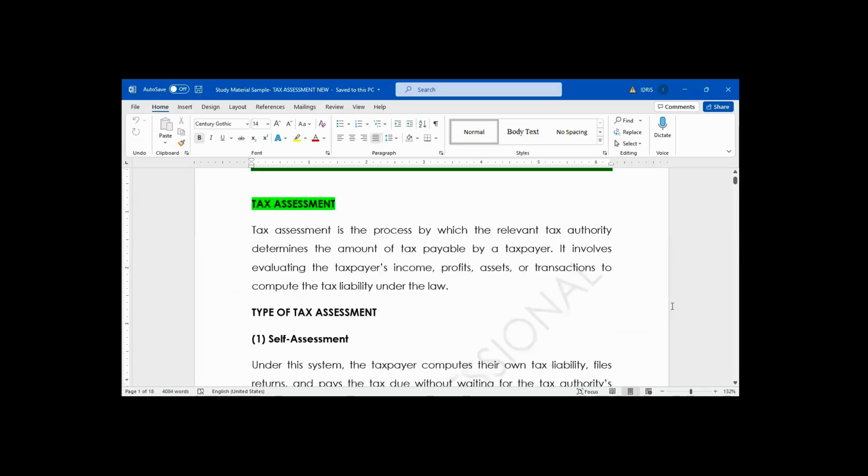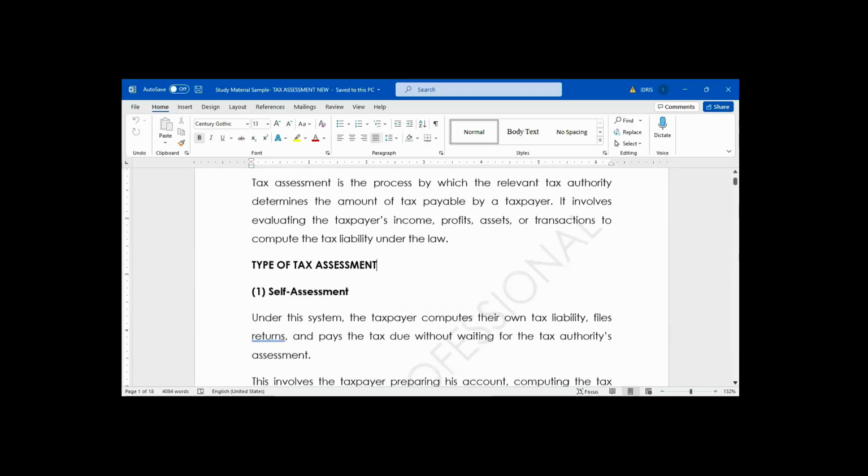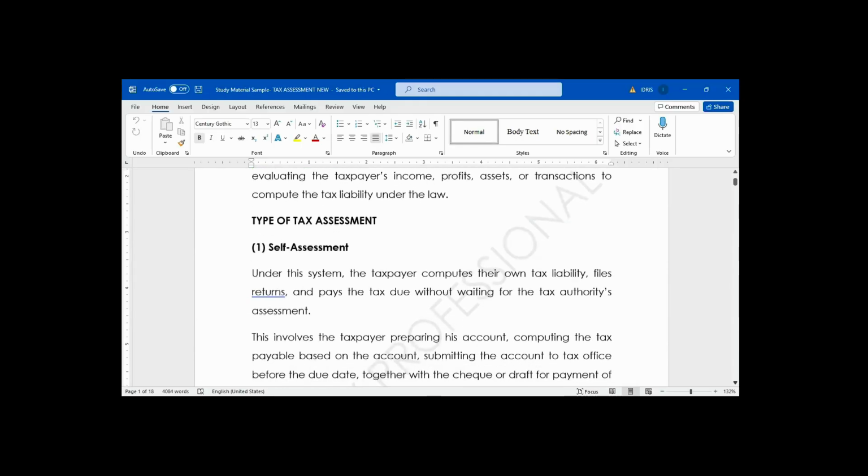Self-assessment simply means a tax assessment process where the taxpayer computes their own tax liability by themselves, without waiting for the tax authority to come and compute their tax. Self-assessment means a situation where the taxpayer will be the one to determine the amount of tax that they will pay. The taxpayer computes his company income tax, his personal income tax, his education tax, and he will now go and pay the money to the tax authority.